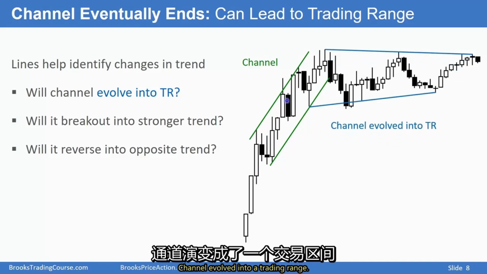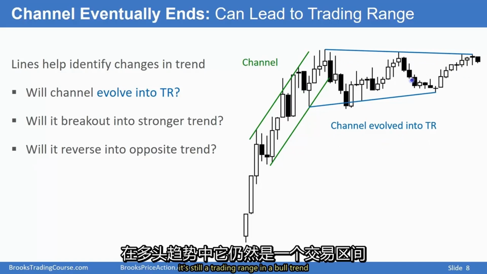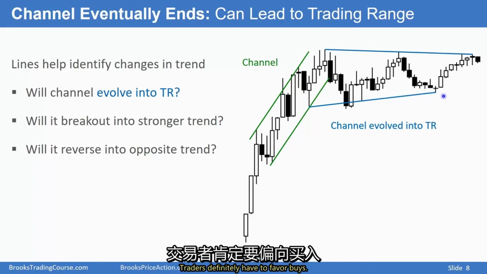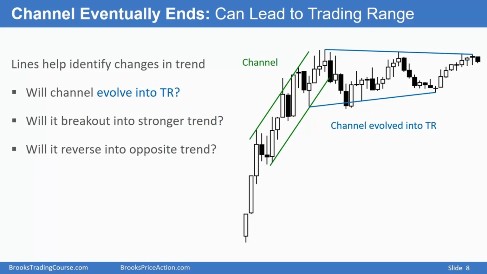Bull breakout evolved into a channel, channel evolved into a trading range. And once it's in a trading range, it's still a trading range in a bull trend, so it's a bull flag on some higher time frame. Traders definitely have to favor buys. However, because it's a trading range, they'll also be willing to sell.